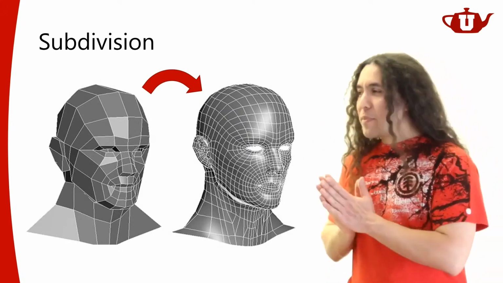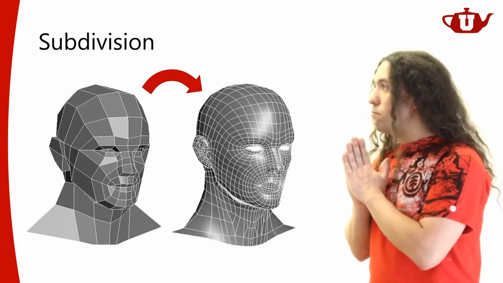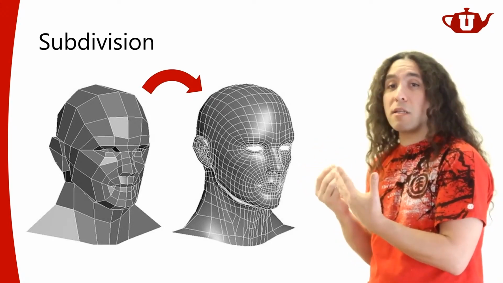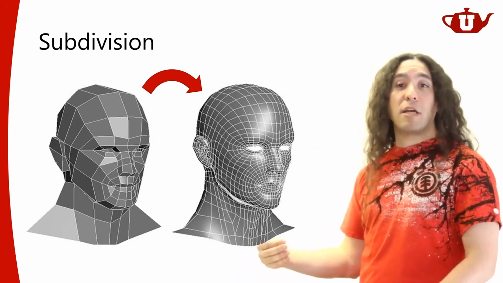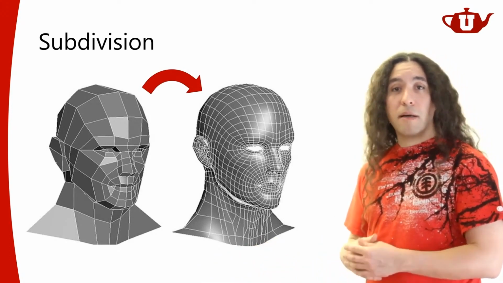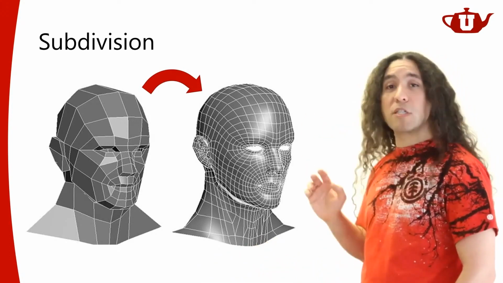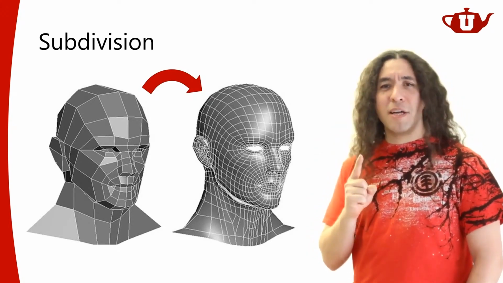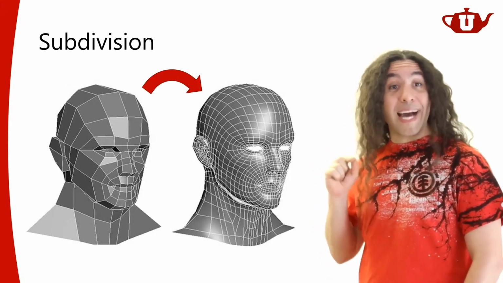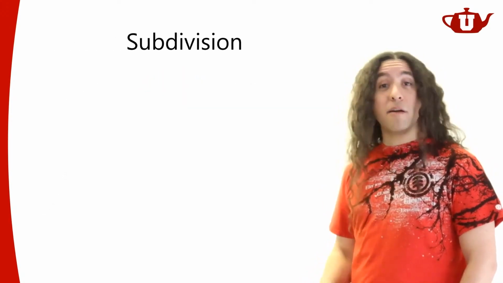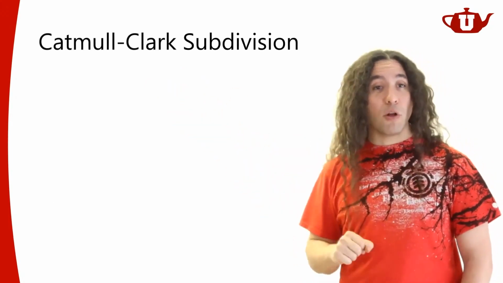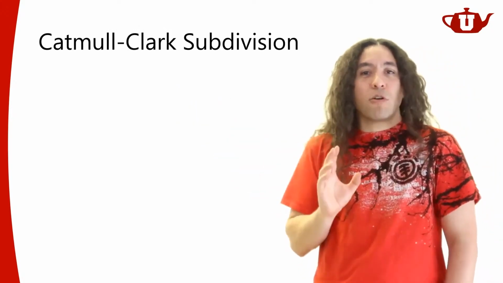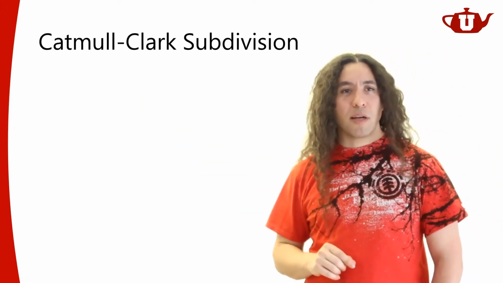So there are various subdivision techniques out there. People came up with various mathematical models for taking a low resolution mesh and generating a higher resolution mesh out of them using some sort of subdivision operation. There are various subdivision models out there, but there is one that is very popular. And when people talk about subdivision without saying what kind of subdivision they're talking about, they are talking about Catmull-Clark subdivision almost always.